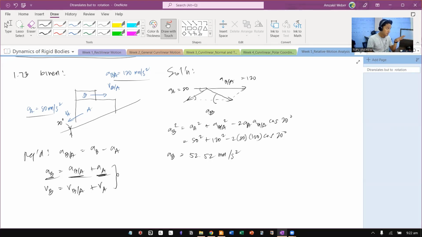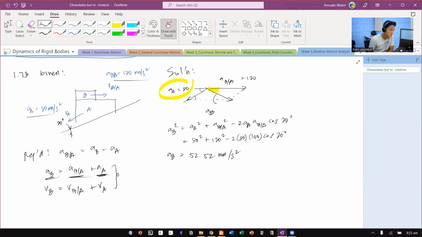That is the absolute acceleration of B at that instant, at time t equals 0. Without wedge A moving, the acceleration of B would be perfectly horizontal to the right. That is why we expect the direction to have an angle, because of the action of wedge A.